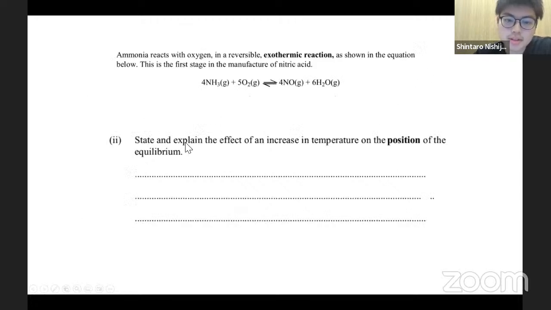State and explain the effect of an increase in temperature on the position of the equilibrium. And now, because we're talking about temperature, we have to think about exo and endo. For pressure, we think about the number of molecules, and for temperature, we think about exo and endo. Type in the answers in the chat. It will be better with the reasoning as well.